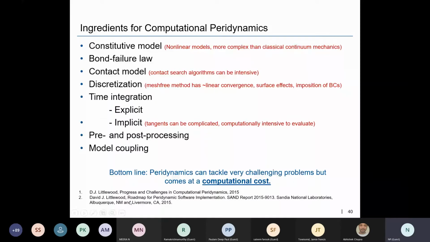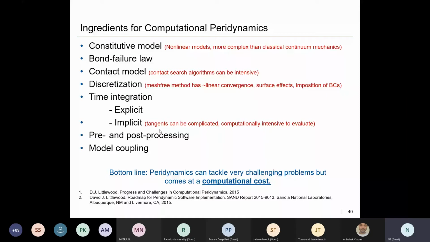In this couple of slides that David Littlewood from Sandia National Labs put up, there are a lot of ingredients that go into computational peridynamics. There are a lot of nonlinear constitutive models and very computationally intensive contact models. The most common way of solving these equations, using a meshfree method, doesn't quite have the convergence properties of, let's say, finite elements. If you're trying to solve these equations implicitly, the tangent stiffness matrices can be very complicated and computationally intensive to evaluate.